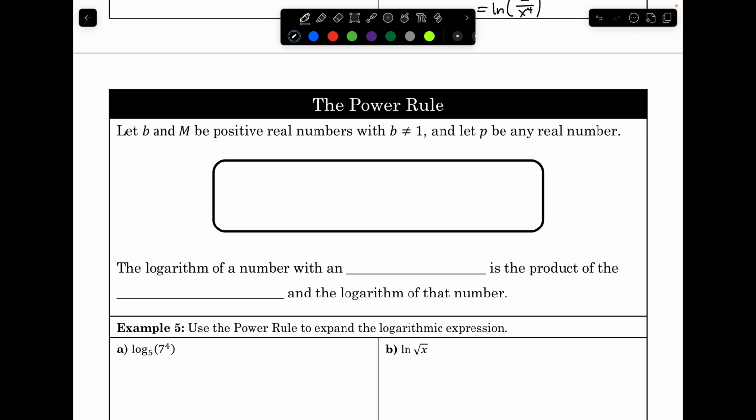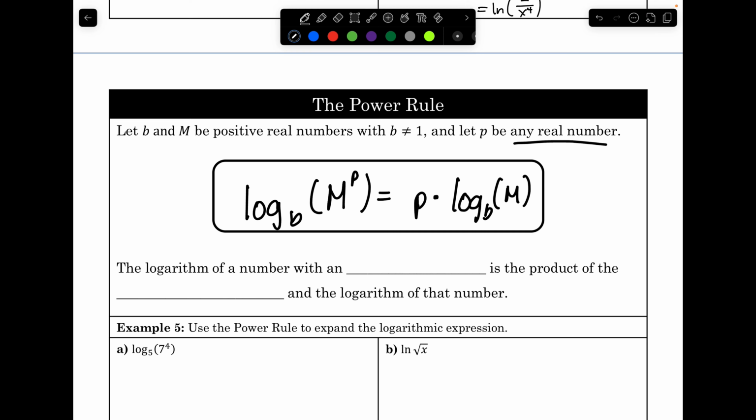This property states that if we have a log of some base, where the base is going to be some positive number that is not 1, base b of some value m, and that value m is raised to an exponent, which we'll call p, which can be any real number, then we can rewrite this by pulling that power to the front and multiplying it with the log base b of m. So these two things are equivalent to each other.